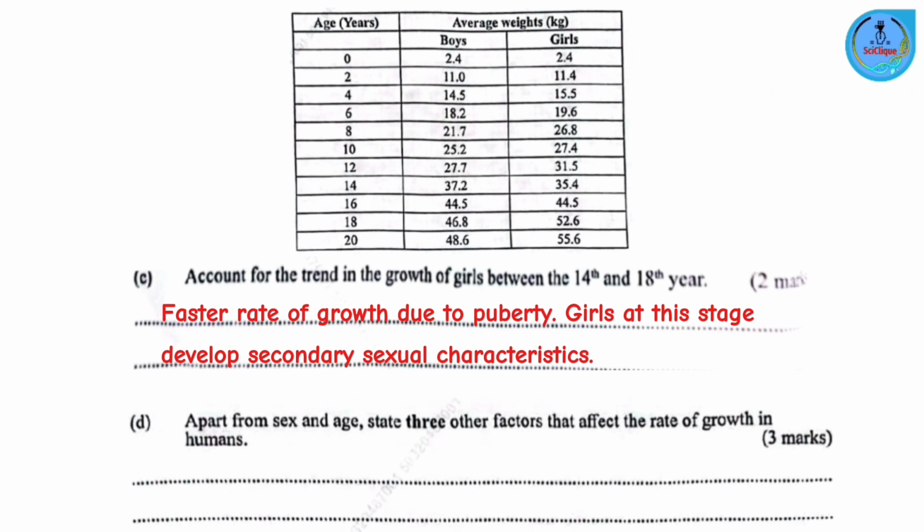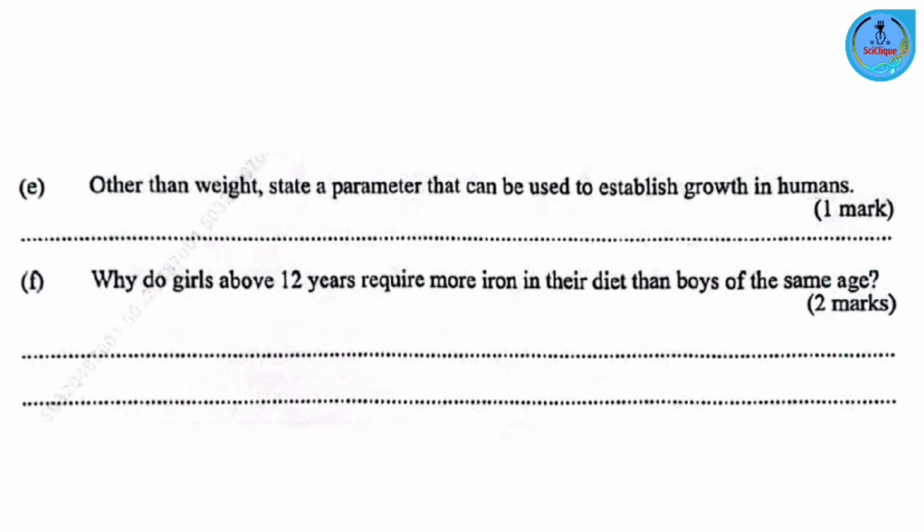Part D. Apart from sex and age, state 3 other factors that affect the rate of growth in humans. Now, we have BMR, the basal metabolic rate. We have one's health, okay? We have genes. Genes play a huge role in the rate of growth in humans. And also diet, the type of food that you eat. Part E. Other than weight, state a parameter that can be used to establish growth in humans. We can use height.